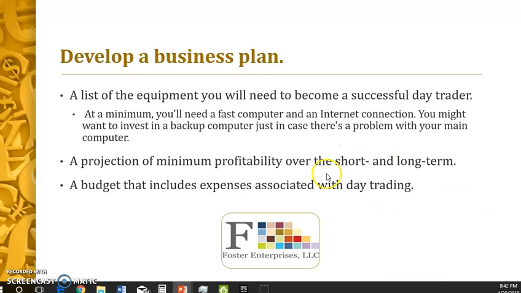You want to have your short term and long term goals, and you need to set a budget. You need to establish how much can I devote to this, and also how much am I willing to lose, because losses will come.